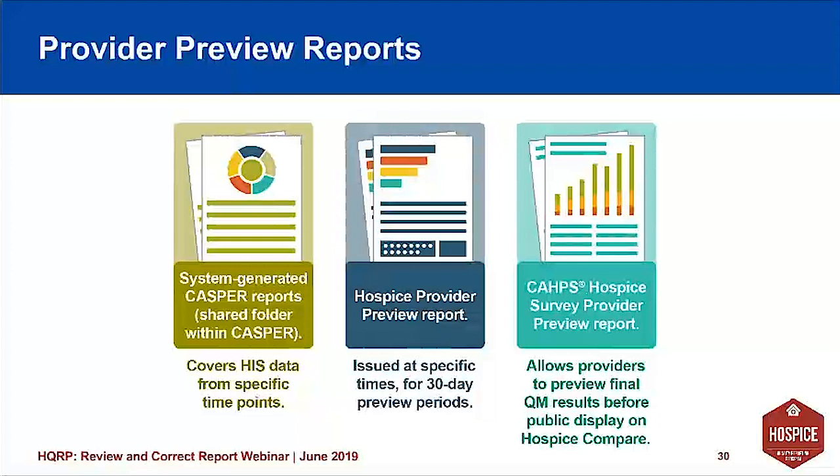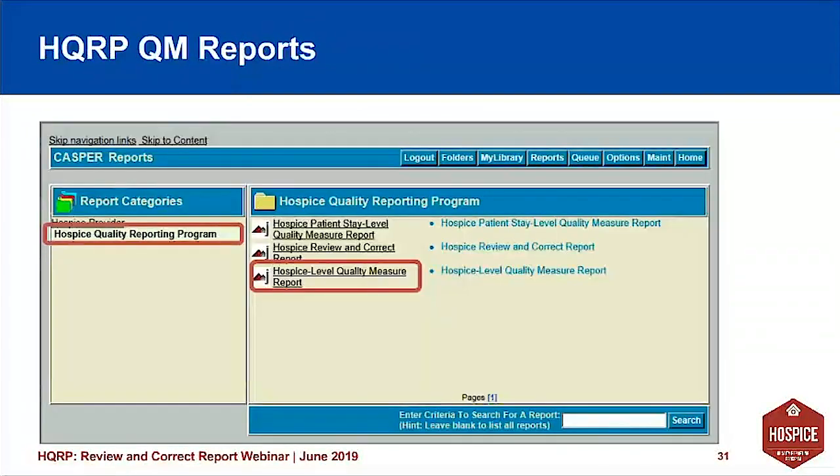And if hospices fail to make necessary corrections to the HIS data before this freeze date, CMS will base the measure on the data that was in the CMS system at the time the quality measures were calculated. So again, it's important to use all of the reports that are in CASPER, so you can use some of those throughout the period of time well before you even get the provider preview report.